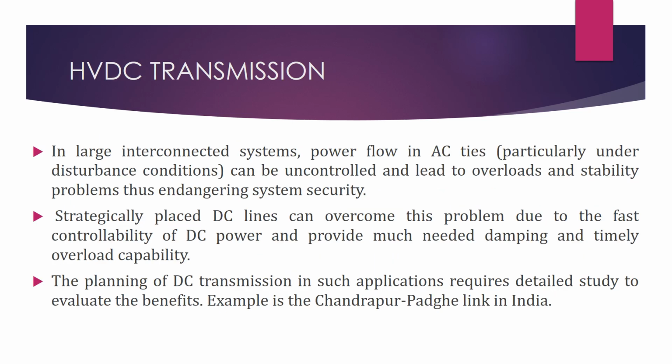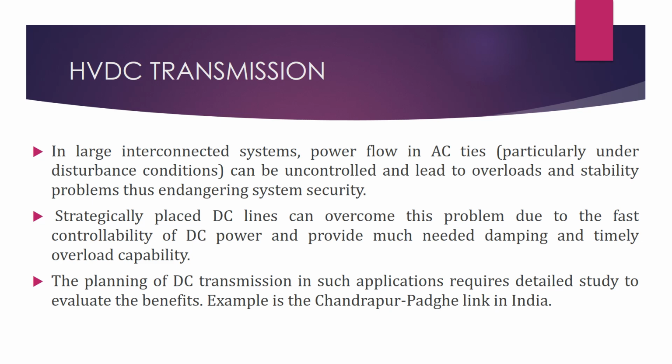In large interconnected systems, power flow in AC ties, that is connecting to the AC system, can be uncontrolled and lead to overloads and stability problems. Thus the system security may get damaged. Strategically placed DC lines can overcome this problem due to the fast controllability of DC power and provide much needed damping and time overload capability.